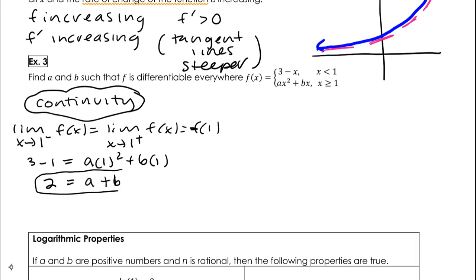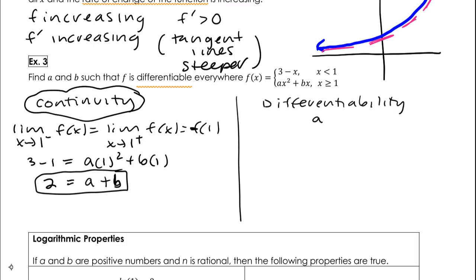Okay. Now we're not done because we have 2 letters here. We have a and b, and we have to figure out what those should be. But remember, they didn't say that they wanted f continuous. They said differentiable. We know that differentiability implies continuity. So we knew we could say this because in order for the differentiability to happen, we need continuity. Well, what does it mean to be differentiable? So let's check differentiability at x equals 1. That means the derivatives from the left and the right have to be the same.